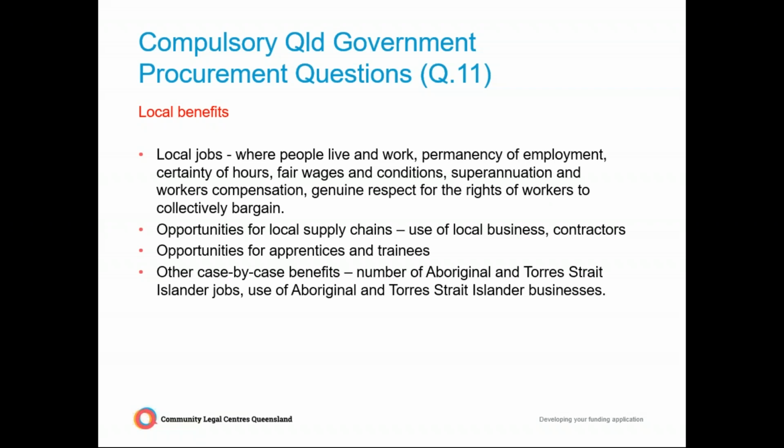But how do you actually provide local jobs? If you've got people that live in your local area and you're employing them on fair wages and conditions and award conditions and making sure that they are employed on good terms, then you can tick the local benefits box. You might be using local businesses or contractors to supply things to you, like your stationery, anything that requires you to bring in an external contractor.